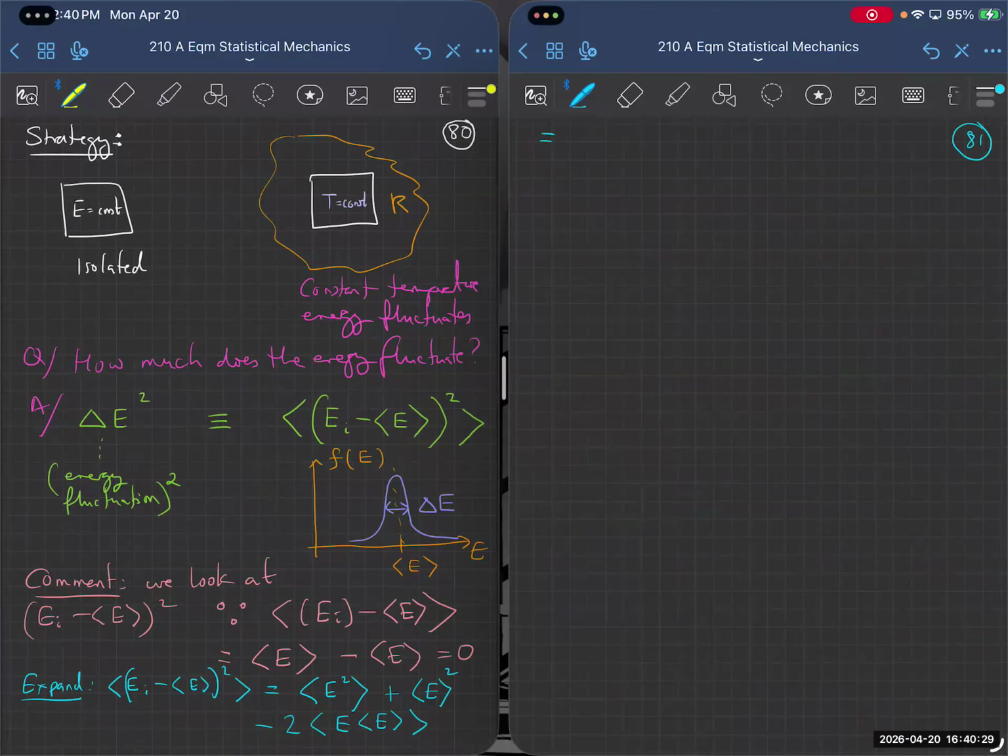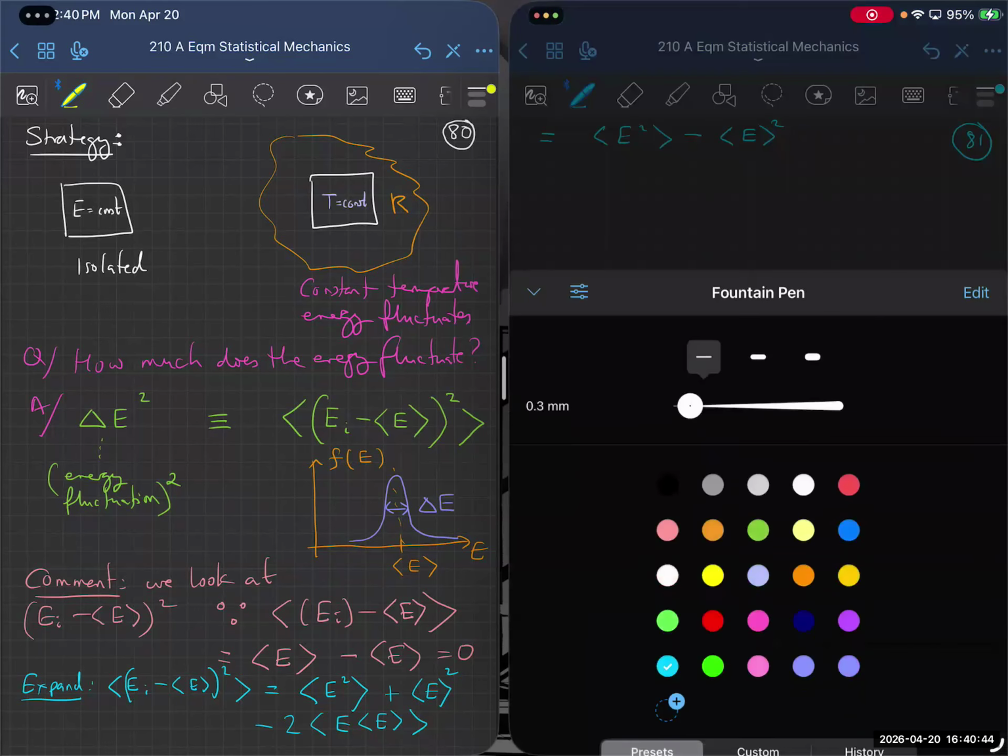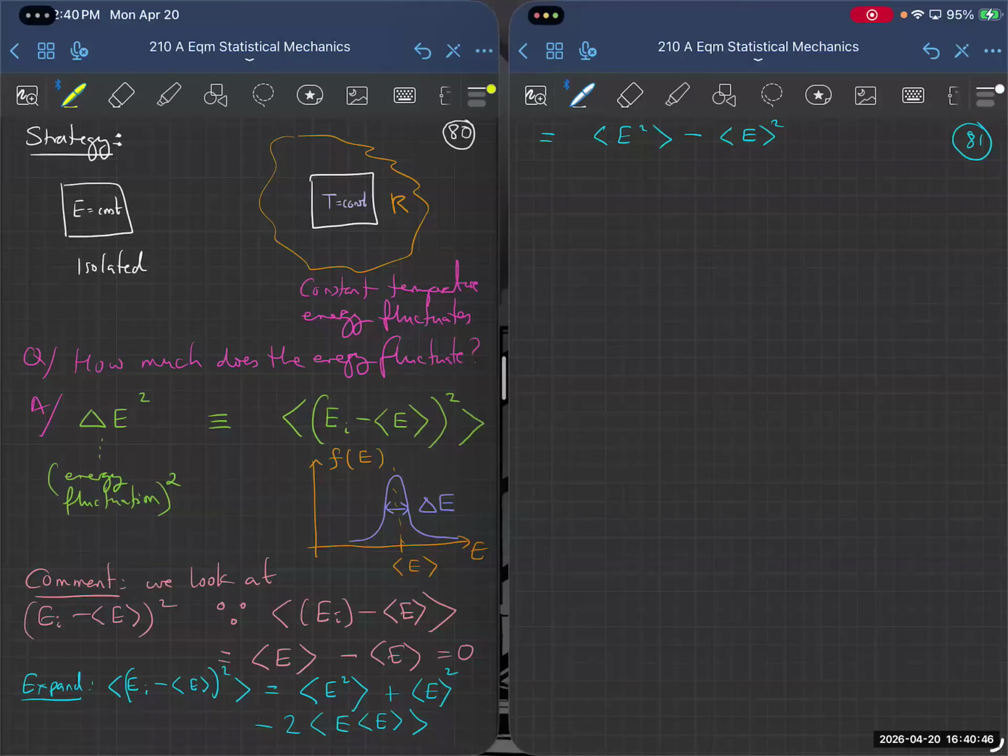And so then I'm going to end up with the expectation value of E squared minus the expectation value of E all squared. Okay, everybody see that? Okay, so now let's go and compute those things. So we know how to do it because we explained it last lecture.